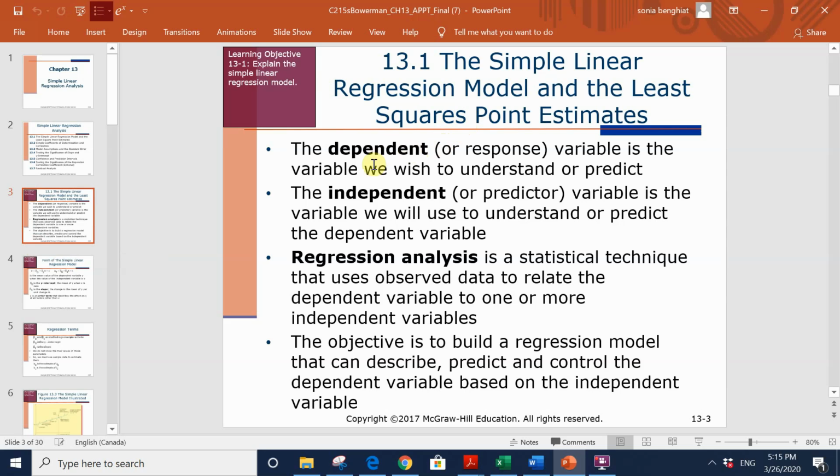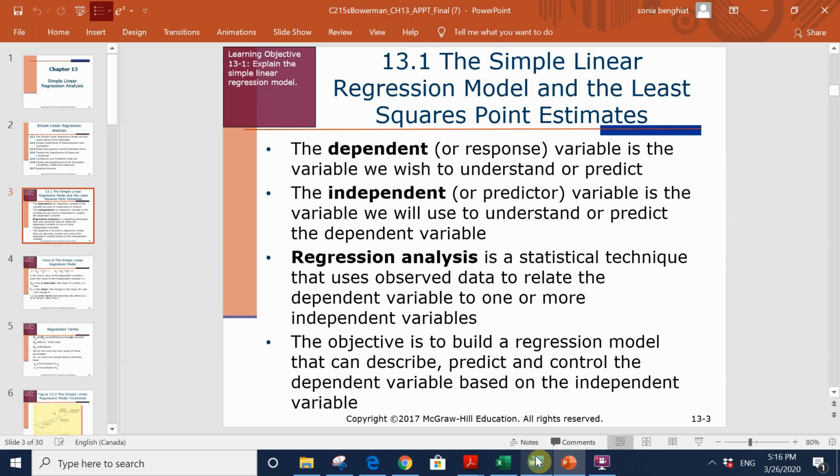In a simple linear regression model, we need to identify the different components. So we've got here the dependent variable or response. That's usually your y, and that is what we wish to understand, explain, or predict. And then we've got our independent or predictor variable. That is usually our x, and that will serve to explain or predict the dependent variable.